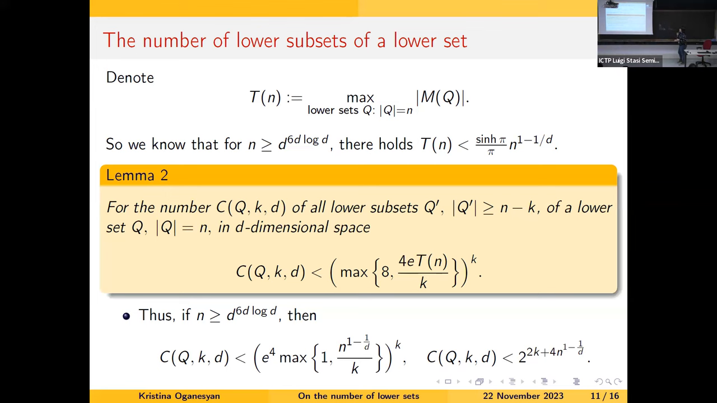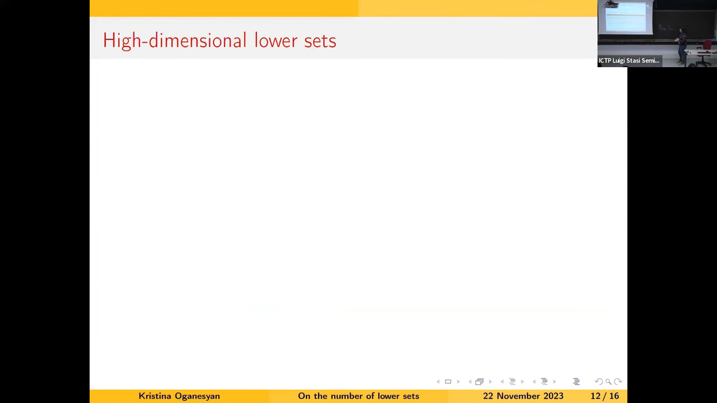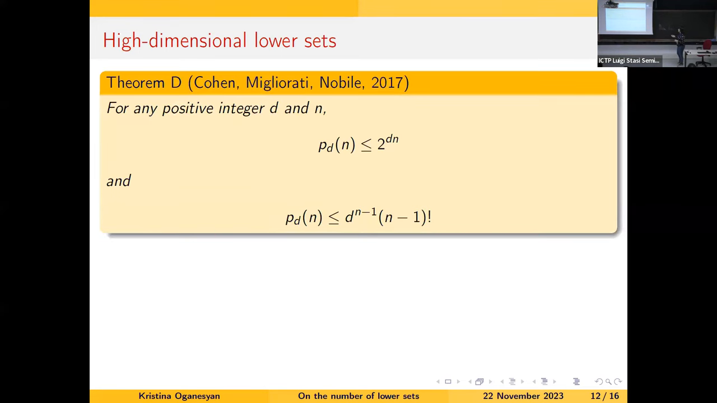But now I'd like to change the subtopic a little bit. So we're going to talk a little bit about high dimensional level sets. So remember, here we had n being a constant to the power of d, and sometimes d to the power x squared. Forget about this. Now I don't know anything about the relations between n and d. So what can I say from nothing? I can say this. This is the theorem by Cohen, Migliorati, and Nobile.